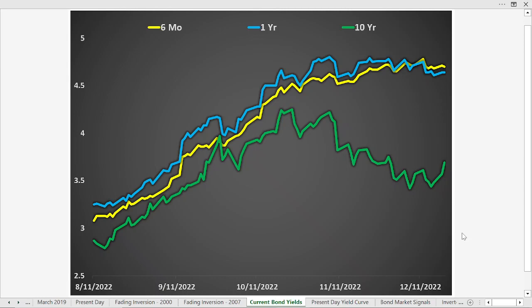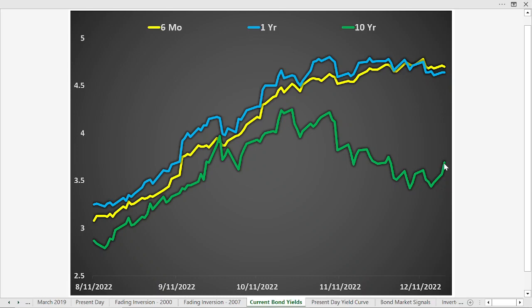The green line over here represents a 10-year bond that currently pays a 3.69% yield. The blue line is the 1-year bond that's at a 4.64% yield, and the yellow line is the 6-month bond that's at a 4.7% yield. Now, notice the 1-year and 6-month bond are both paying a higher percentage than the 10-year bond.